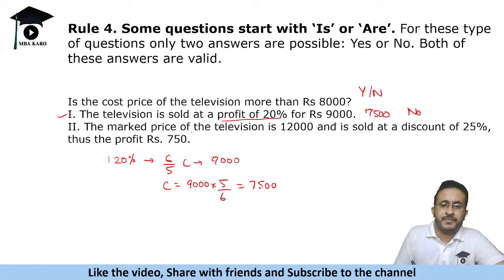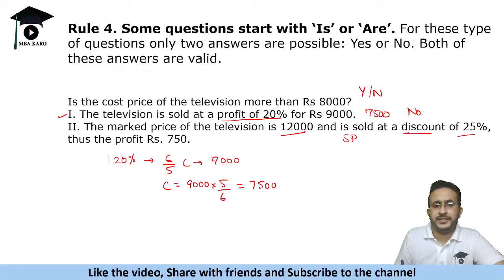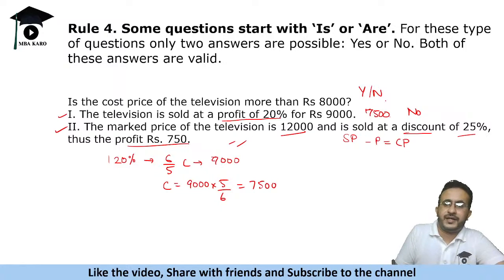Similarly, in this case, marked price is given, okay, discount is given. So marked price and discount are given, so you can find the selling price. Okay, profit is also given. So selling price minus profit is cost price. So we can find the cost price using this. Okay, so if we can find the cost price, we can answer this question.